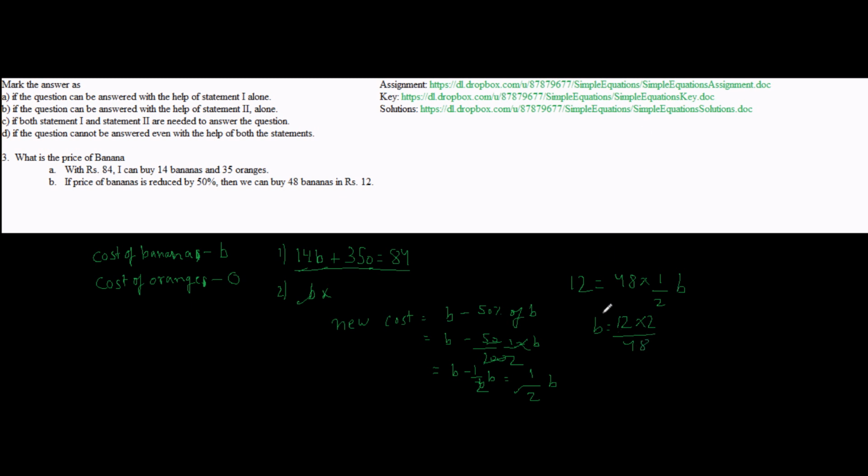Now as I see, I don't need to exactly calculate this, because this will give me a determinable answer for B. One equation, one unknown, as we learnt in one of the last videos. So that means statement 2 alone can answer this question. Hence, I will mark choice B, because I had to mark choice B if the question can be answered with the help of statement 2 alone.